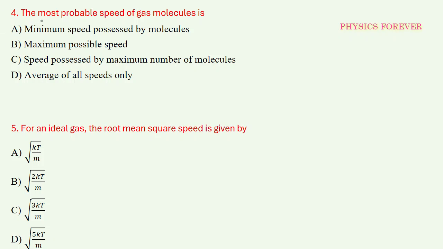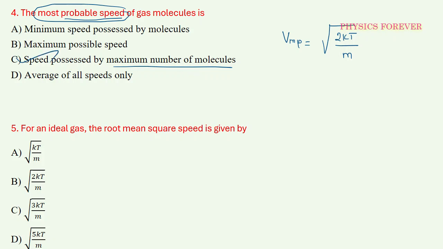Question number 4, the most probable speed of a gas molecule. The most probable velocity can be written as root of 2kT by m, where k is the Boltzmann constant, T is the absolute temperature, and m is the mass of a gas molecule. The most probable speed is the speed possessed by the maximum number of molecules. So option C is correct.